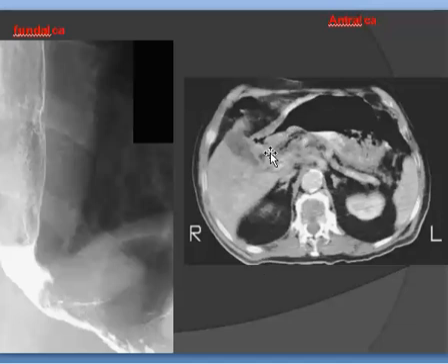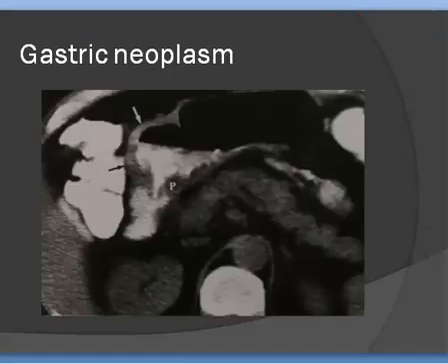Of course, here we have a long segment of narrowing at the pyloric antrum due to pyloric antral carcinoma. It gives an appearance similar to linitis plastica but limited to the region of the pylorus. Gastric neoplasm again with definite narrowing of the region of the pylorus.